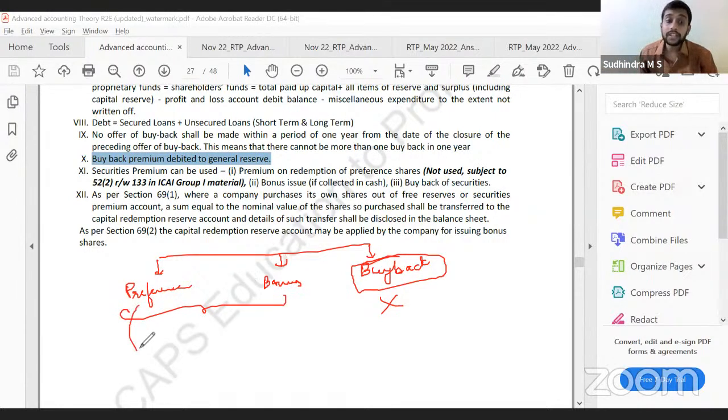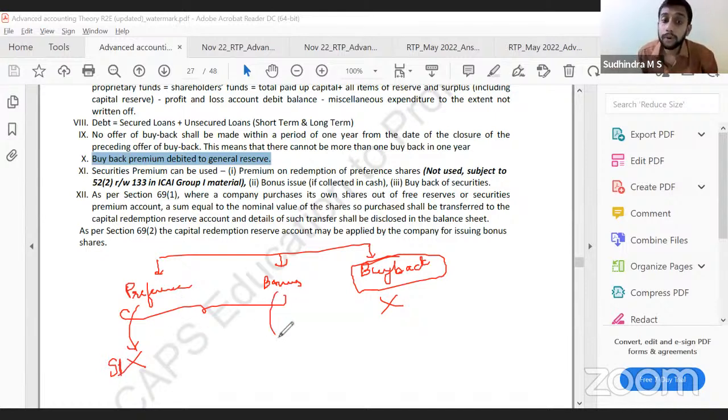There, for preference shares, it is applicable only to, or basically we cannot use securities premium for, those companies which are covered, certain specific companies which are covered under section 133 of the Companies Act, etc. So in ICAI, all companies are covered under that. So preference share redemption out of securities premium is not at all possible. Right? We will not go ahead with that.